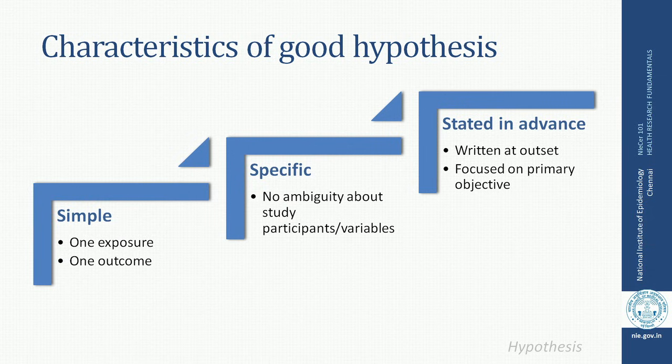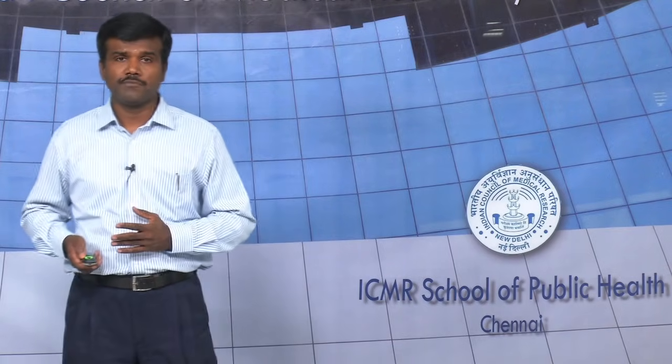A good hypothesis should be simple, should be specific, should be stated in advance. What do I mean by simple? It should be one exposure, one outcome. What do I mean by specific? There should be no ambiguity about the study, variables or study participants. It should be stated in advance, a priori, that is the terminology used. It should not be discovered at a later part of the study. And the hypothesis is focused around the primary objective.